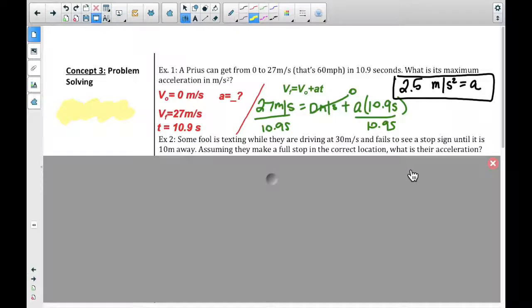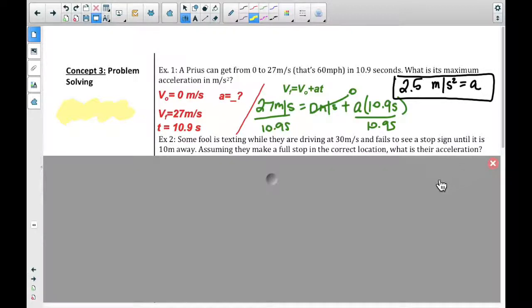Some fool is texting while they are driving at 30 meters per second and fails to see a stop sign until it's 10 meters away. Assuming they make a full stop in the correct location, what is their acceleration? Well, first of all, they're going super fast. If 27 meters per second is 60 miles per hour, this guy's going over 60 miles per hour. And they have to stop in 10 meters. That is a really, really short stop. Realistically, not sure if they're going to make that, but let's see if they do, what kind of acceleration are they experiencing?